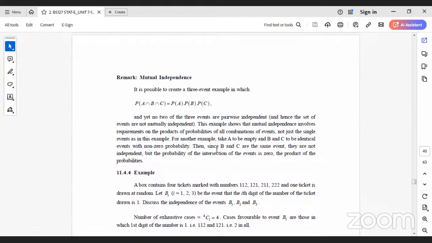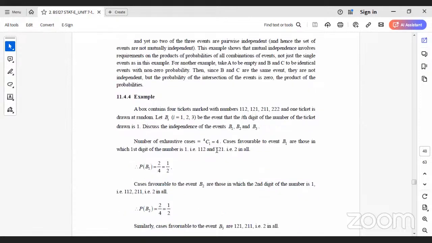For another example, take A to be empty, and B and C to be identical events with non-zero probability. Since B and C are the same event, they are not independent, but the probability of the intersection of these events is 0, and the product of the probabilities here is also 0.